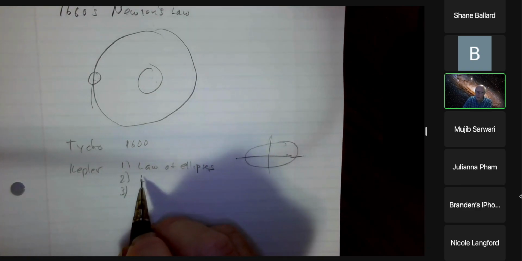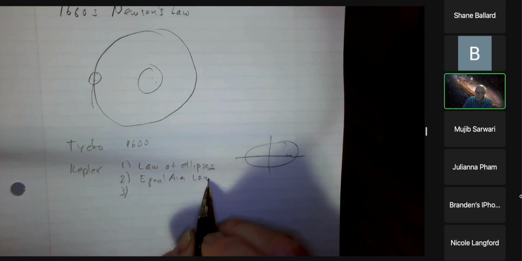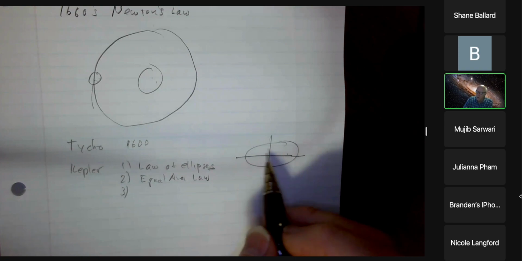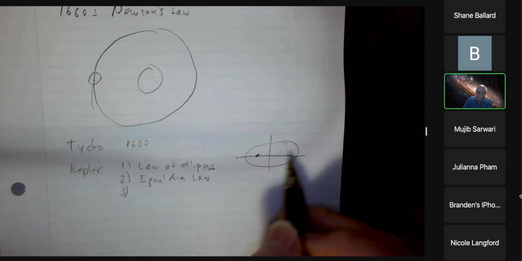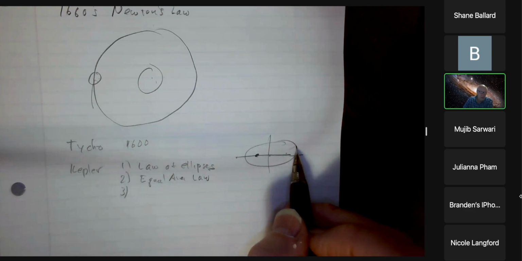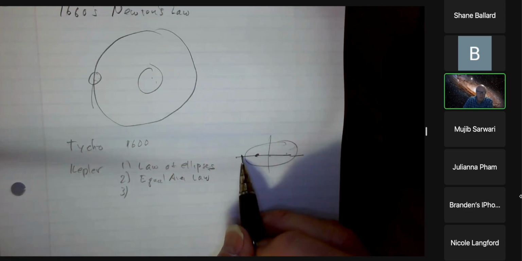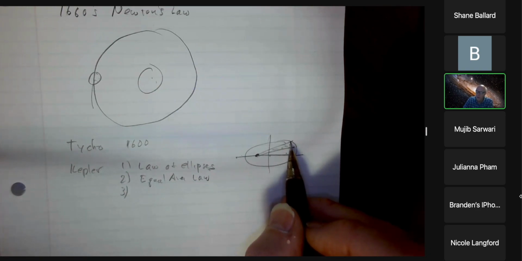The third one is the equal area law. What that law basically says, in the short version I want you to know, is that, by the way, the sun in this ellipse is not at the center, it's off to one side. As the planets orbit in this elliptical pattern, if they're far away from the sun, they're going to move slowly. If they're close to the sun, they're going to move quickly. And you could draw some triangles like this, which represent the area they sweep out in equal times.